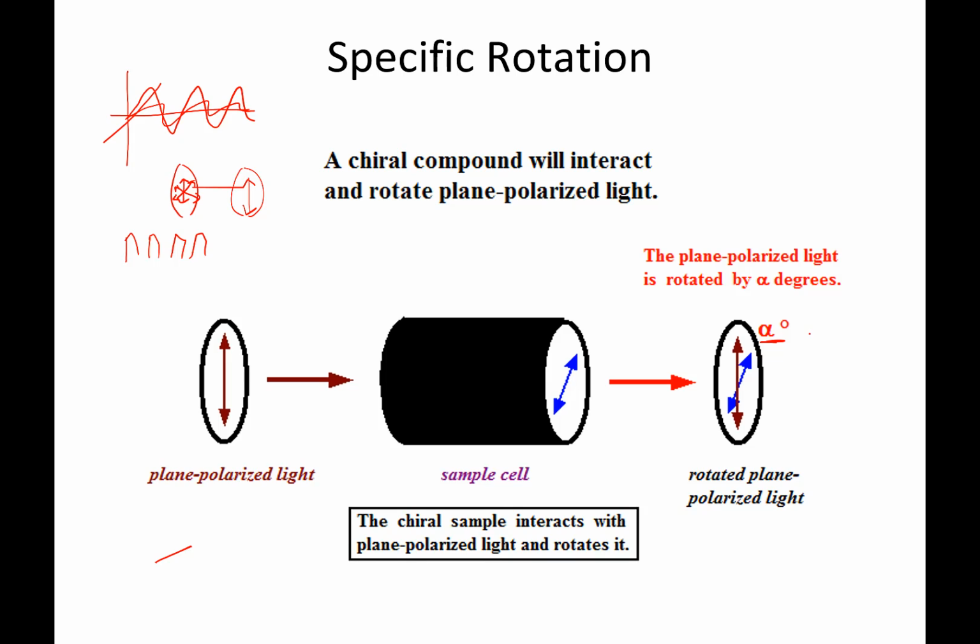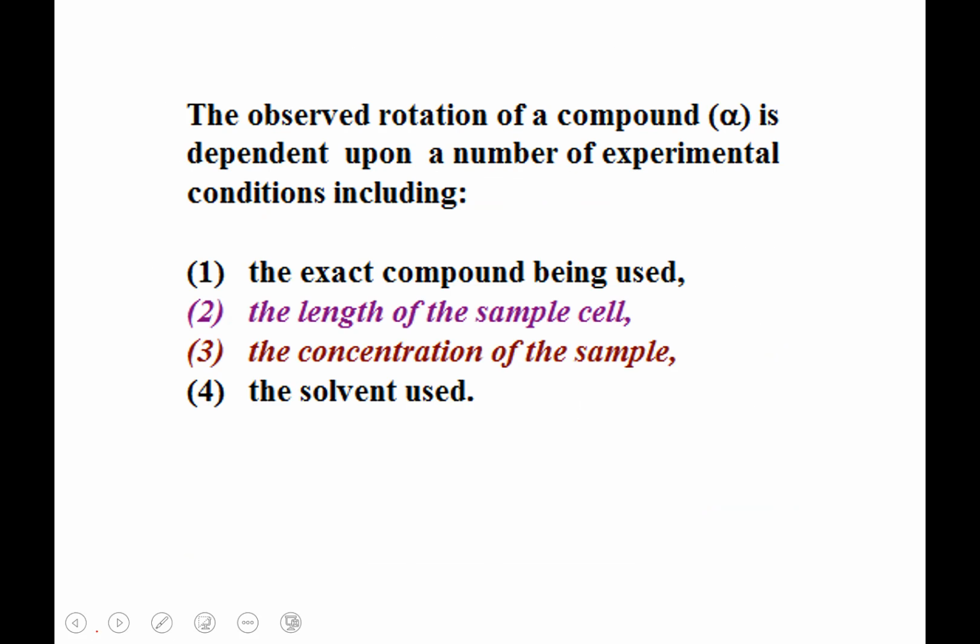So the first thing is that plane polarized light will interact with chiral molecules and it will cause them to be rotated. The question is, how is it going to be rotated? Is it going to be rotated to the left or the right? And what's the exact rotation? So that observed rotation that we see is dependent upon these four things.